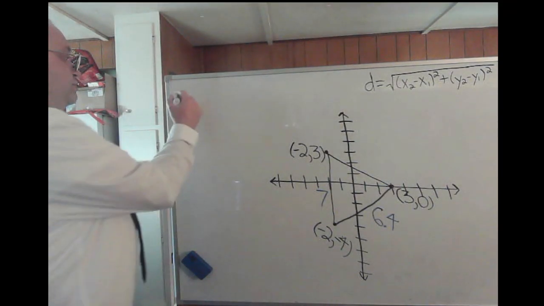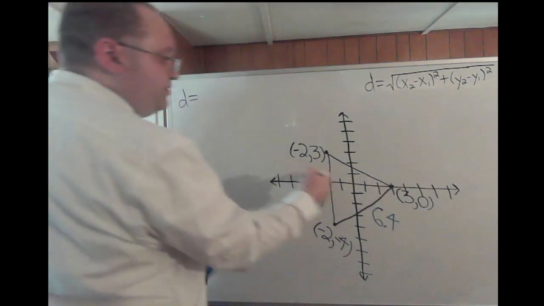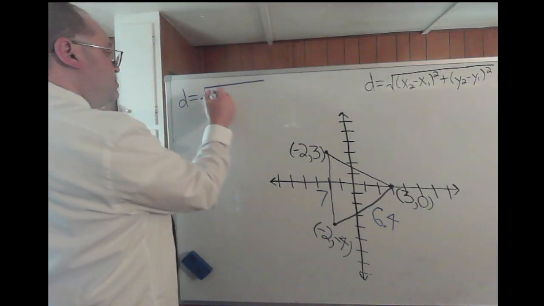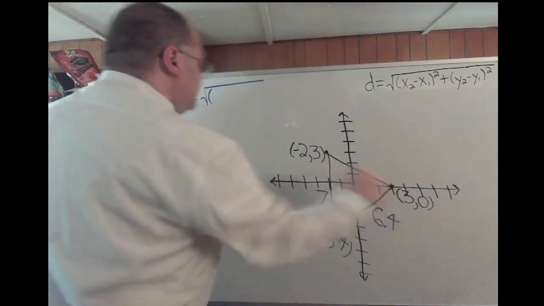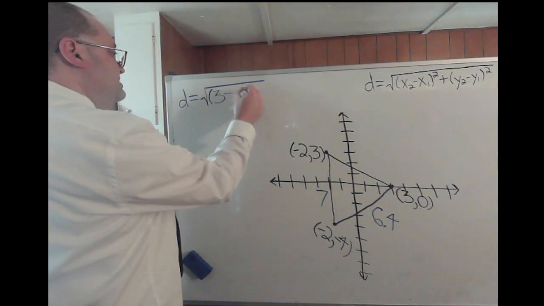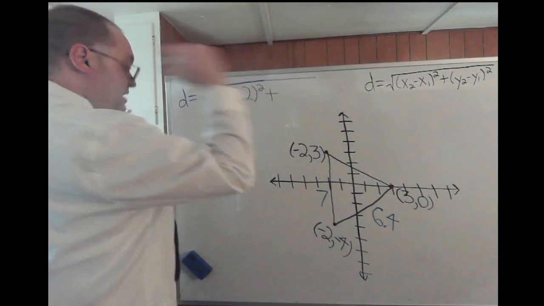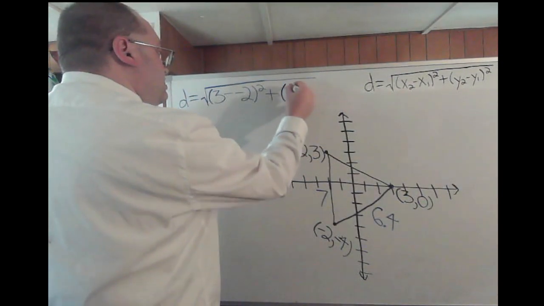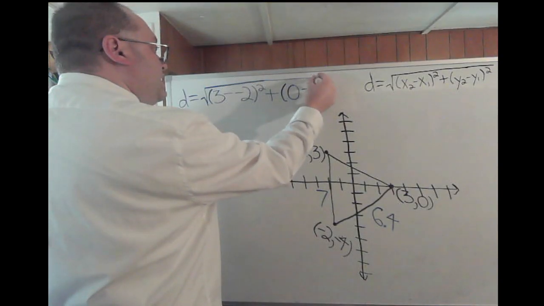Alright, so that means we need to find the distance between negative 2, 3 and 3, 0. So, of course, we'll make x2 that 3 from the 3, 0. That'll be our x2 minus our x1. So that'd be 3 minus negative 2, that quantity squared, plus we have y2, which would be 0, minus y1, which is positive 3, that quantity squared.